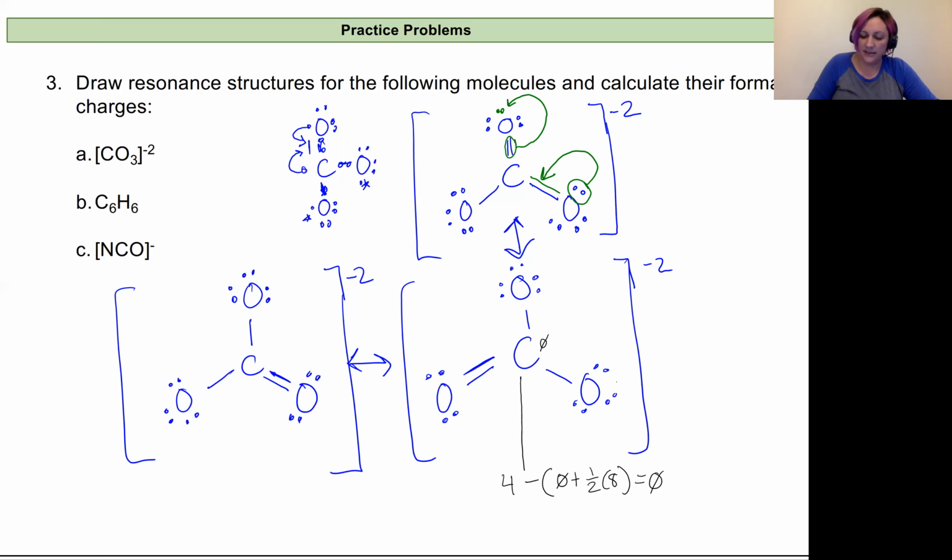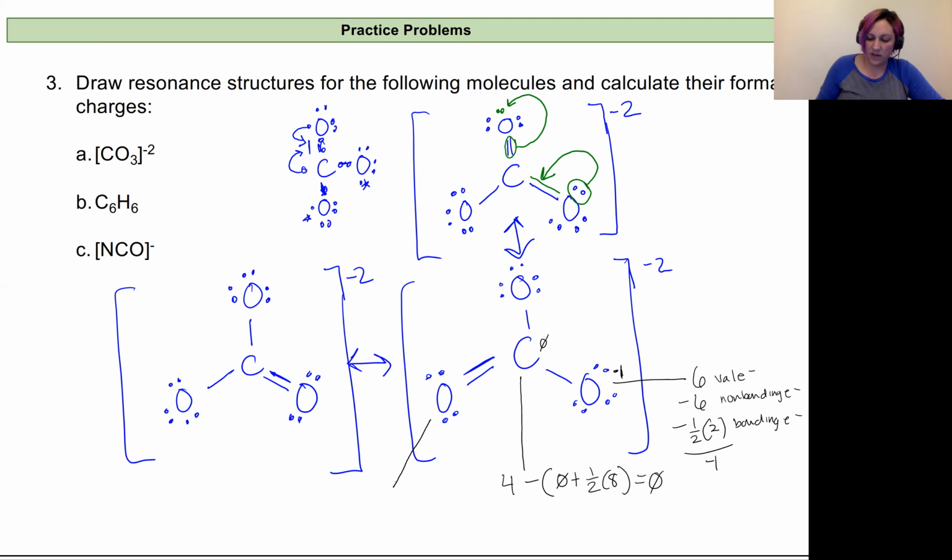All right, let's do this oxygen right here. It has 6 valence electrons. And I'm going to do this a little bit different for each one just to show the different ways to format it that might work for you. So I have 6 valence electrons. I'm going to subtract the number of electrons that are in lone pairs, and that's 6. And then I'm going to subtract the number of bonds, or 1/2 of the bonding electrons. So there's 1 bond, so I'll do minus 1/2 of 2 electrons that are bonding. And that's going to give me -1. So I've got a -1 on this one.